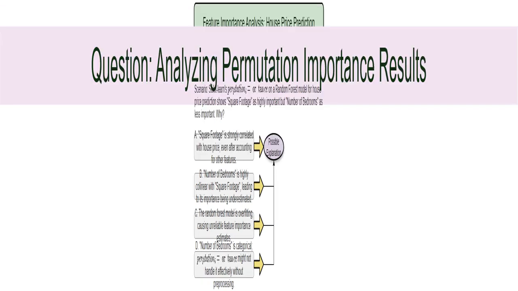I'm looking at the results from my permutation importance analysis. One feature, square footage, has a high importance score. Another, number of bedrooms, has a low score. I need to figure out why there's such a difference.